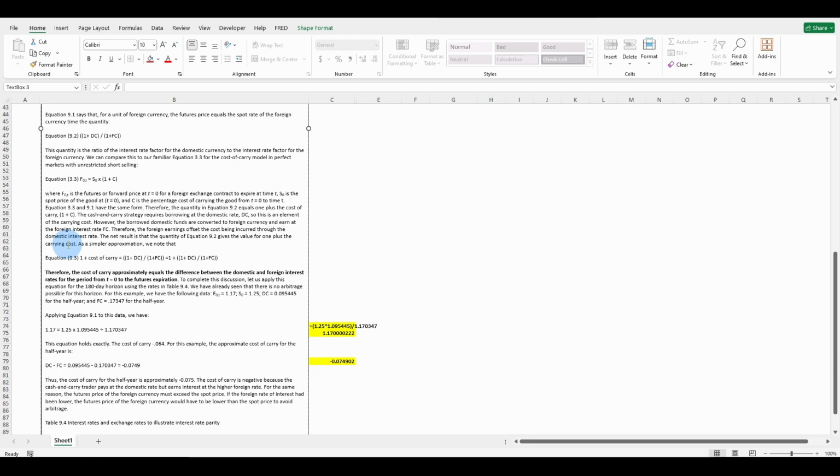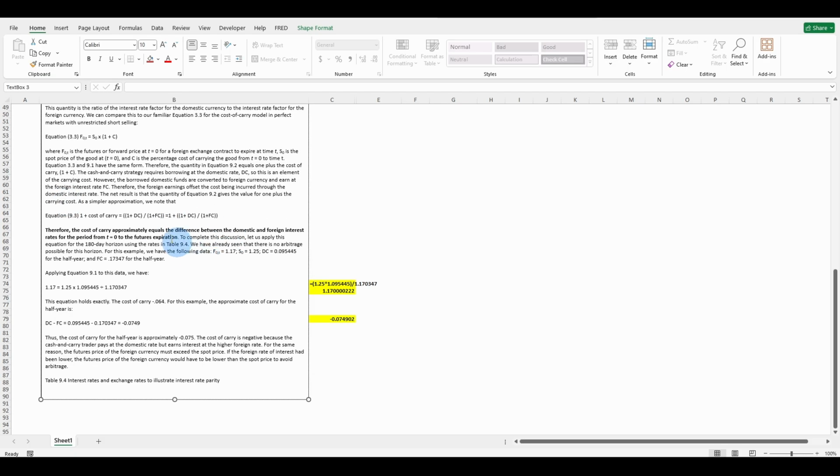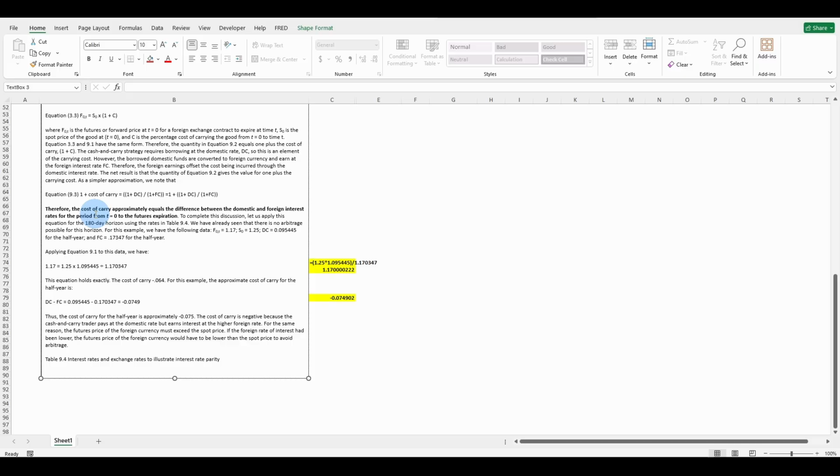As a similar approximation, we note that 1 plus the cost of carry equals 1 plus R_DC divided by 1 plus R_FC. Therefore, the cost of carry approximately equals the difference between the domestic and foreign interest rates for the period t equals 0 to futures expiration.